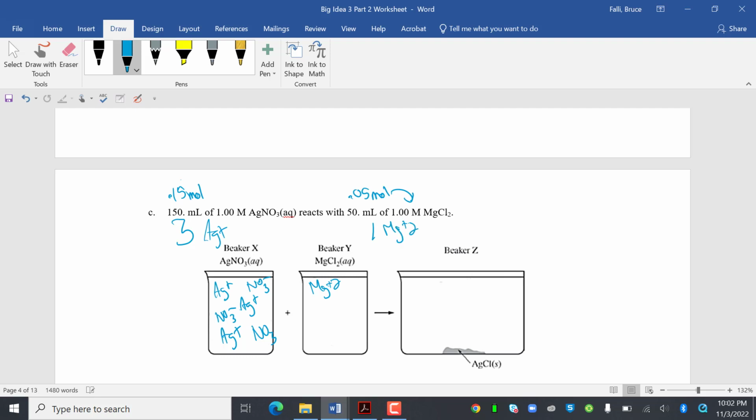Okay. And then if I have one of those, I'll still have 2 chlorides. And I do wish these were balanced more, but yeah, I'm okay with it. AgCl is going to react as much as it can. So 1, 2, 1, 2. You see I have an Ag positive left over. And then I have an Mg plus 2 left over. And I have 3 nitrates.